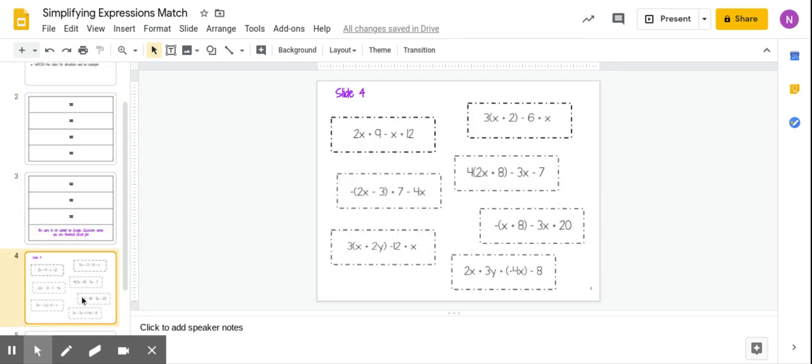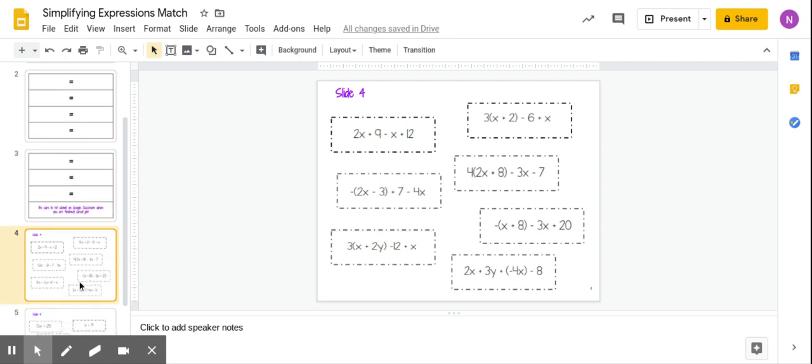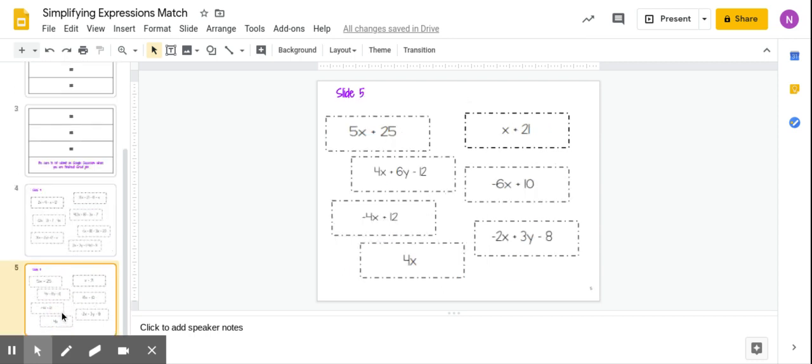So if you go to slide 4 over here, here are the expressions you are going to simplify. So you're going to combine like terms. You're going to use the distributive property, all those different things that we went over yesterday. And then you will find the equivalent simplified expression on slide 5. So you'll find its matching equivalent expression over here on slide 5.